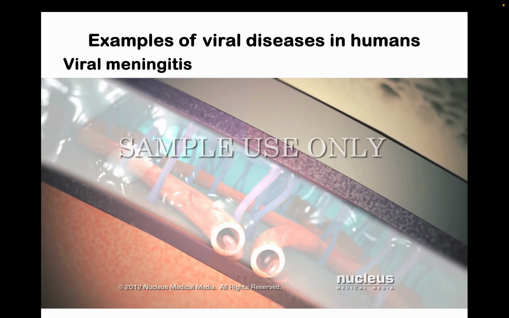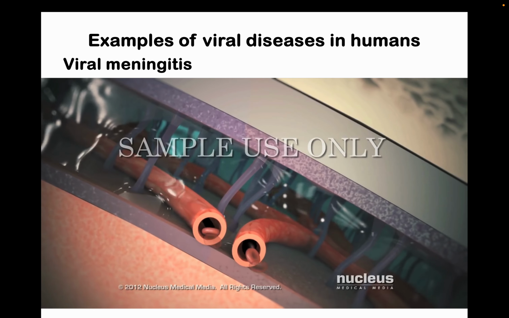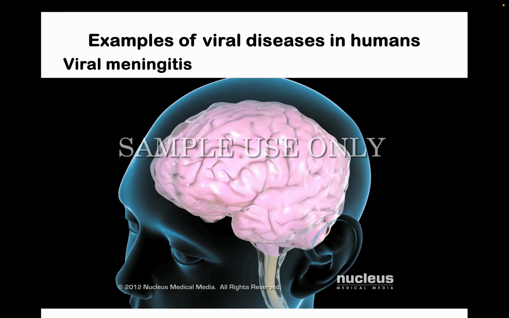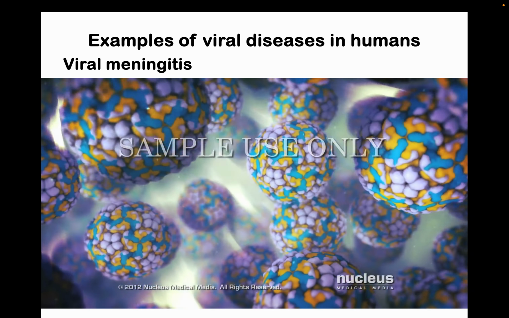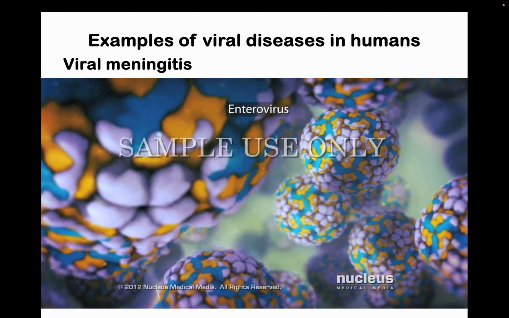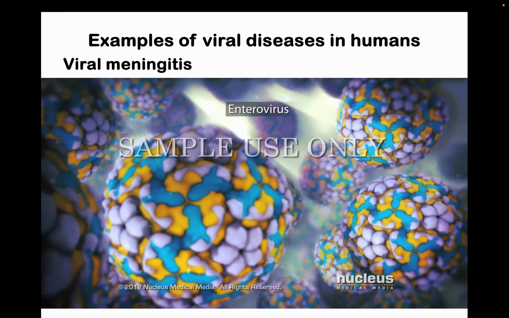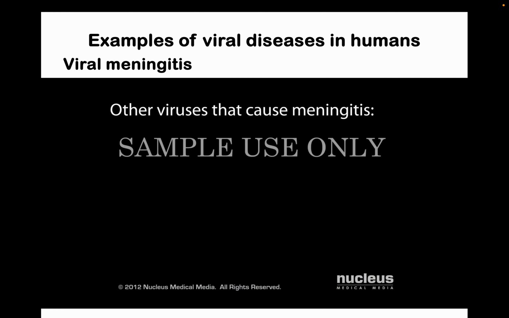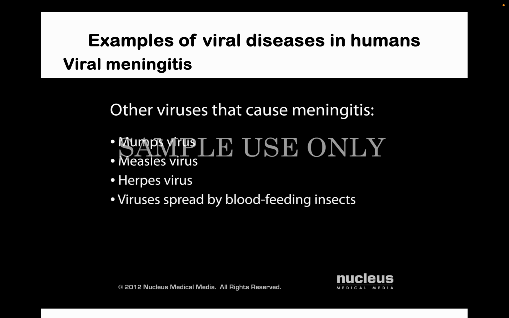Cerebrospinal fluid, which also protects the brain and spinal cord, flows between the meninges and over the surface of the brain. The most common cause of viral meningitis is a type of virus called enterovirus. Other viruses that can cause meningitis include the mumps virus, the measles virus, herpes viruses, and a variety of viruses spread by blood-feeding insects such as mosquitoes and ticks.